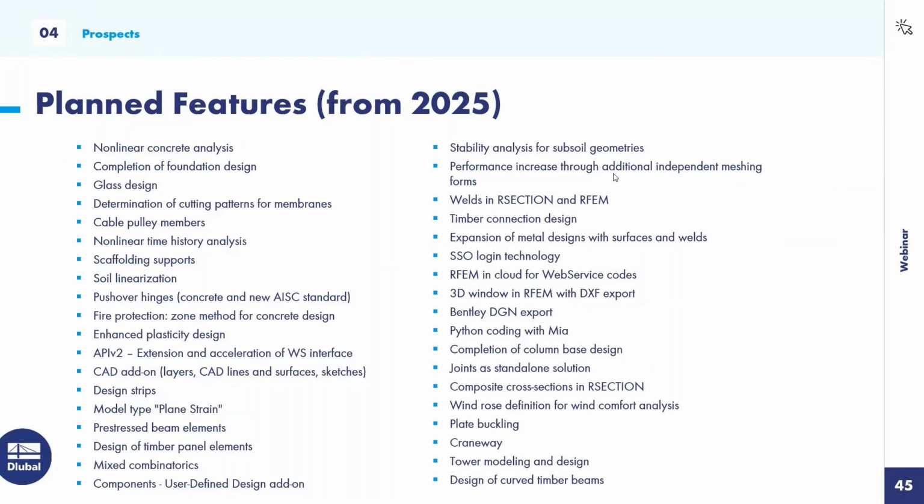Then performance increase through additional independent meshing forms. It's the extension of the feature that I showed today, the independent mesh. There are different options that will be available. Then welds in RSECTION and RFEM. You can define and design welds. The timber connection design is planned. Then the expansion of metal design with surfaces and welds. Those are for line welded joints.